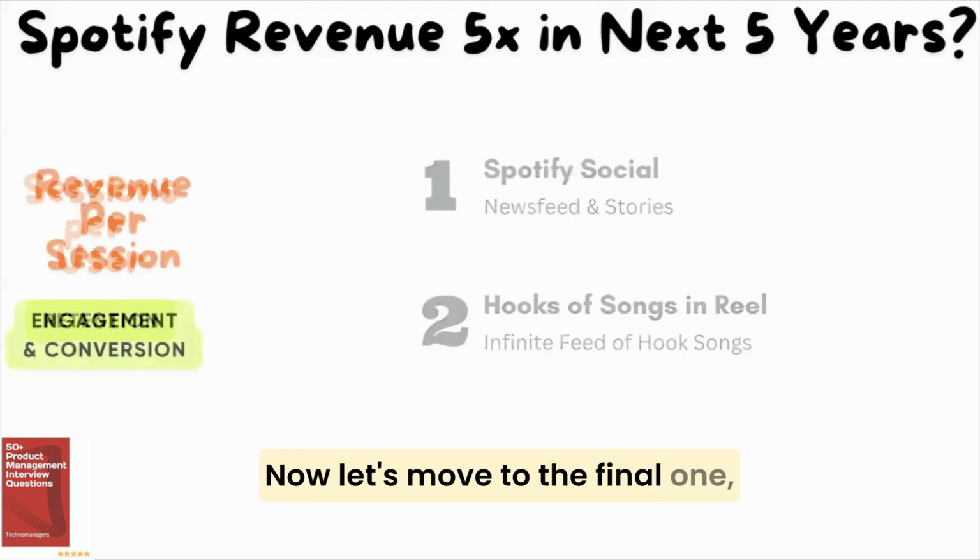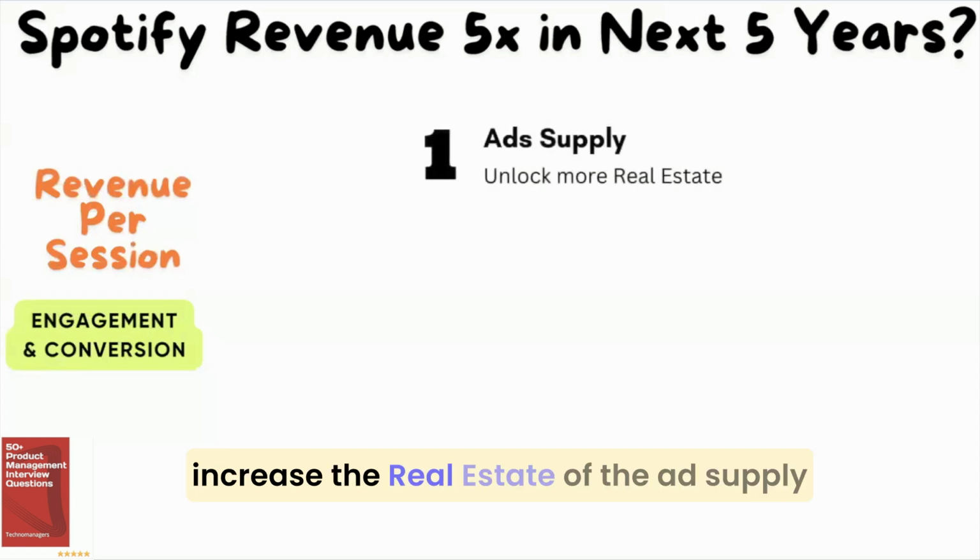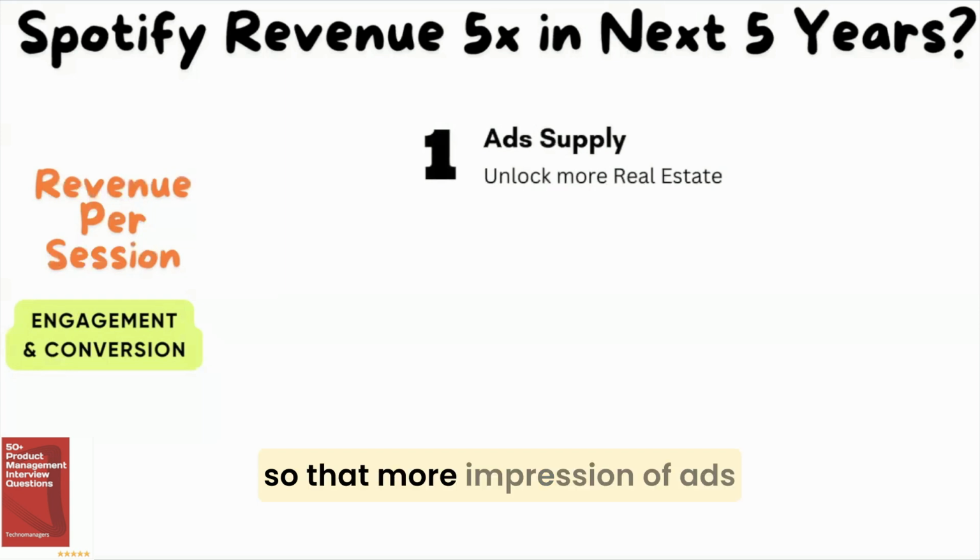Now let's move to the final one, revenue per session. One thing that Spotify can do is increase the real estate of the ad supply so that more impressions of ads would be there and they earn more money. For example, in the last slide, we were thinking of the infinite scroll of hook songs. If that is working fine, people are scrolling more and more. That means Spotify has created additional real estate to put ads. For example, after 4-5 hooks they can put an ad. That means people are scrolling more, more ad impressions, more money to Spotify. This is an example of unlocking the ad supply on the platform.